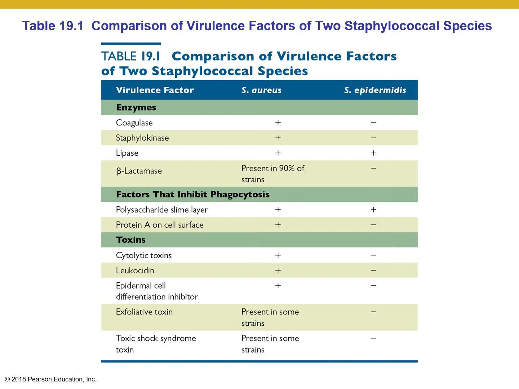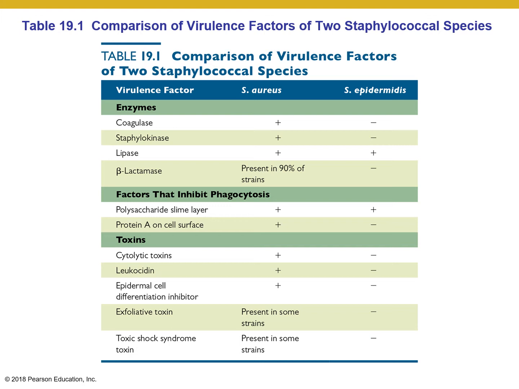Staph aureus has these factors that prevent macrophages from phagocytizing them. They have a little bit of a slime layer. They have what's called protein A, which is a protein on the surface of the coccus. And then they produce toxins. Cytolytic, which means it kills cells. Leukocidin, which means it kills white blood cells, mainly neutrophils.